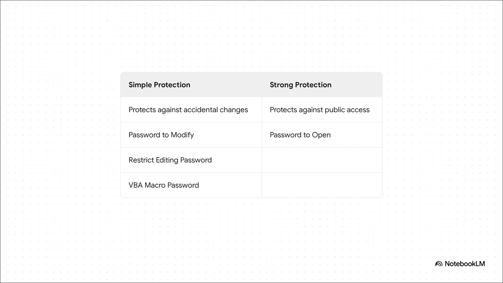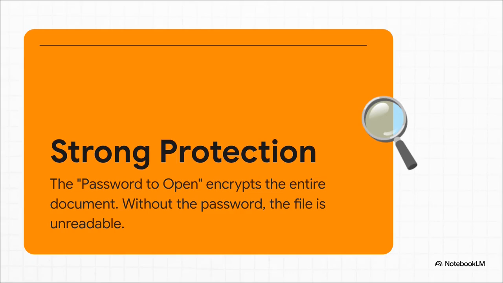But on the other side, that's strong protection. That's the password to open. And that's not a guardrail, my friend. That's a vault door. Right, so here's the absolute crucial point. That password to open doesn't just put up a block. It literally encrypts the entire file. The text, the pictures, all of it gets scrambled into total gibberish. Without that password, the file is completely unreadable, basically useless. This is the real challenge we're going to tackle.